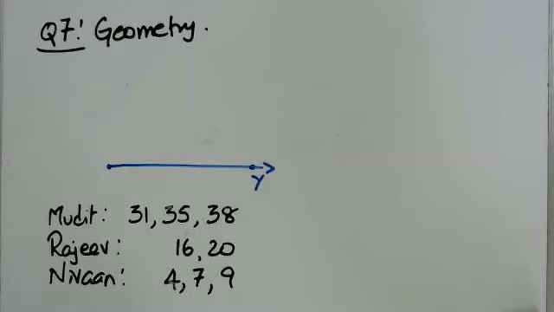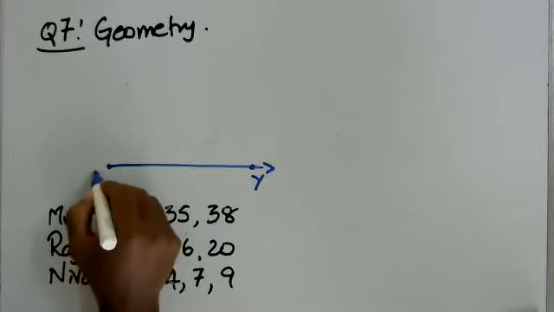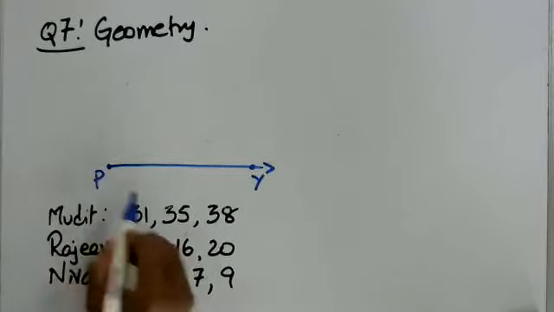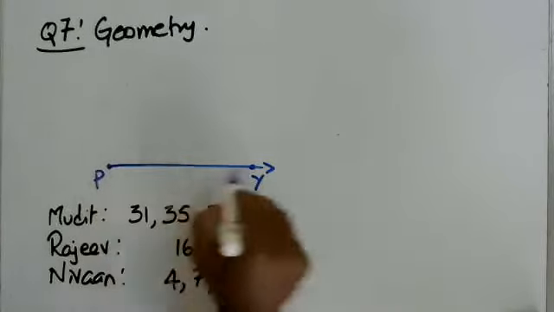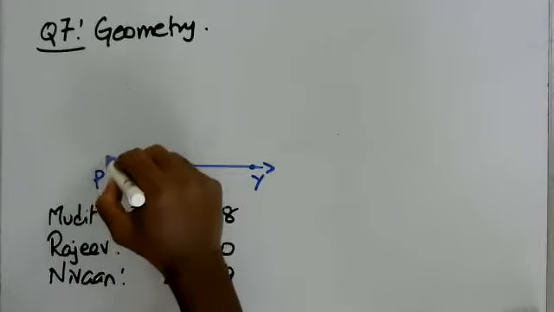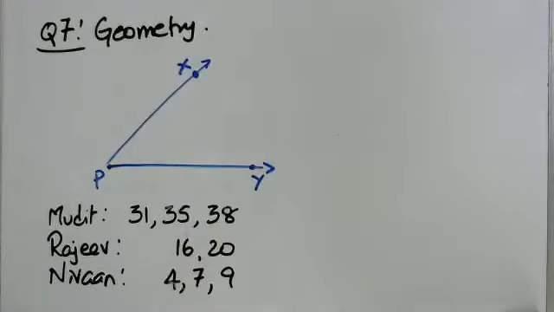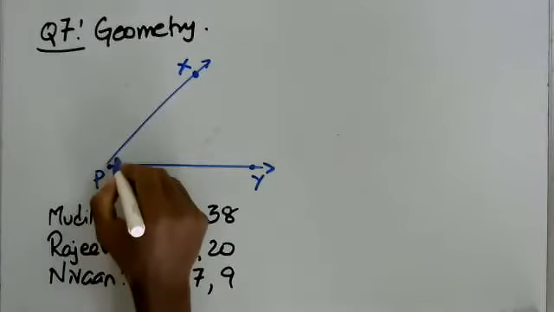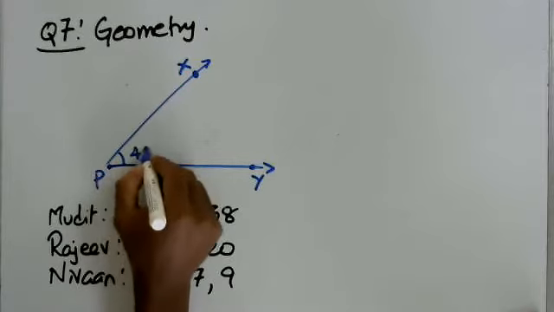Okay, so we are discussing question 7 from geometry. The question is something like this. There are two rays, one going through point Y and another going through point X. Okay, and the angle between these two rays is 45 degrees.